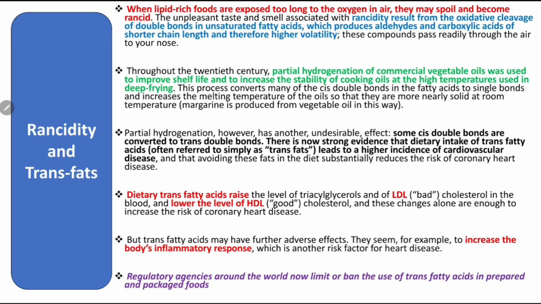The point is that partial hydrogenation of commercial vegetable oils was used to improve shelf life and increase the stability of cooking oils at high temperatures used in deep frying. This process converts many of the cis double bonds in the fatty acids to single bonds and increases the melting temperature of oils so that they are nearly solid at room temperature.